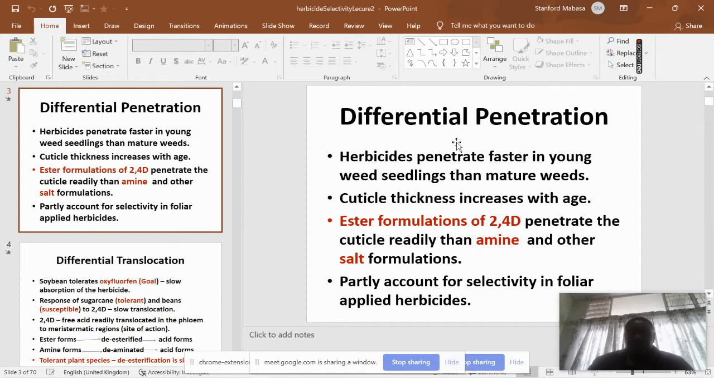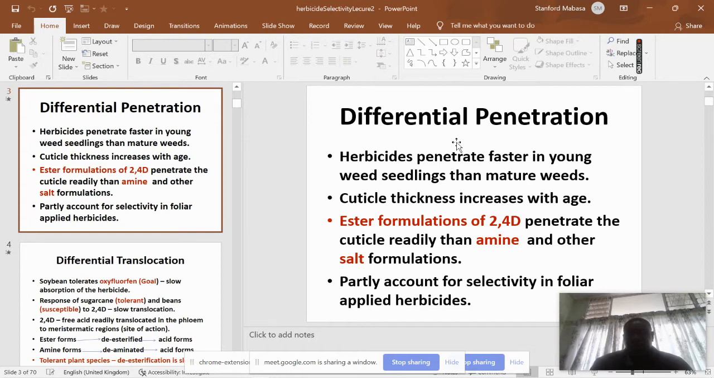The cuticle thickness can increase with age. So the first barrier is the cuticle to herbicide penetration. This can actually cause selectivity. Now we're going to talk of the movement or the penetration of these herbicides. They can be affected by formulations.